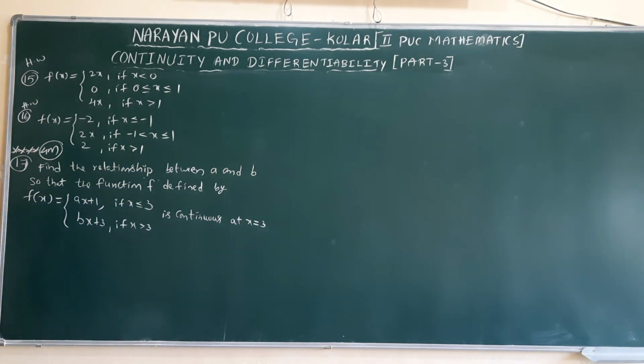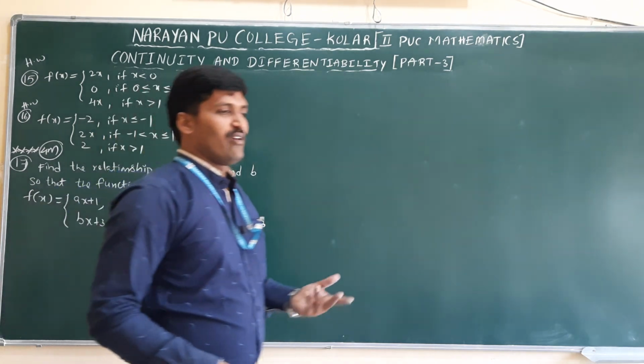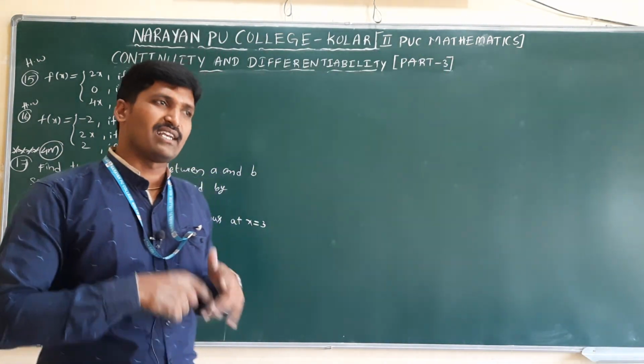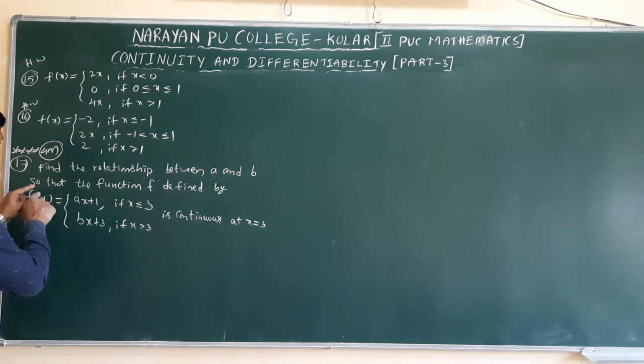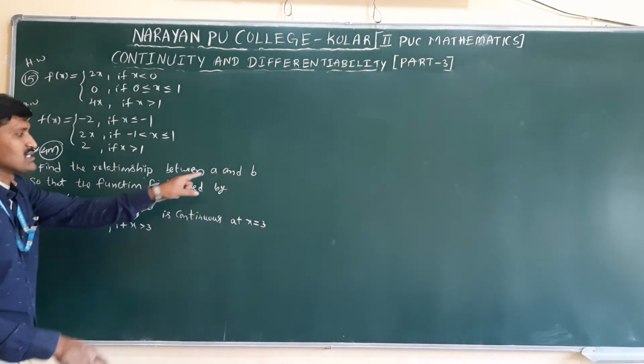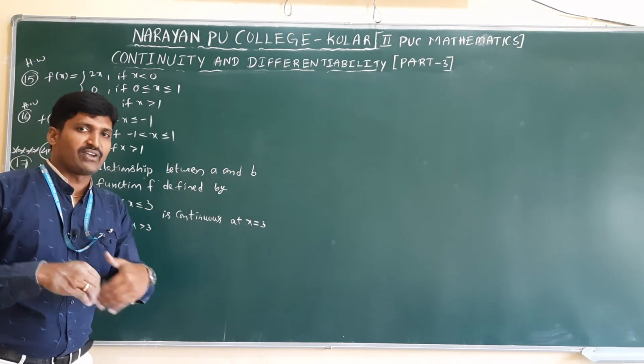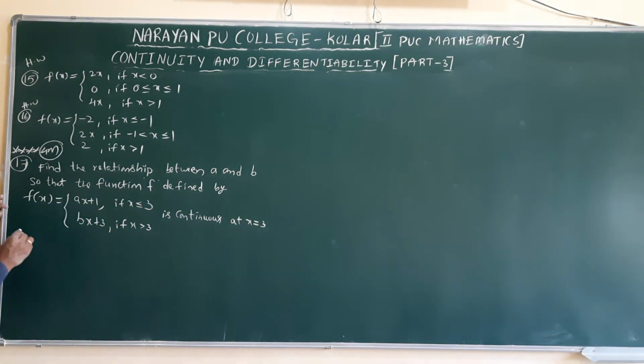Already they have given that f is continuous at 3. That's why, for this type of function, you have to take the second definition: LHL, RHL, f of 3. Why do we need to take it here? Already it is given that the function f defined is continuous at 3. That's why you are using the formula directly.